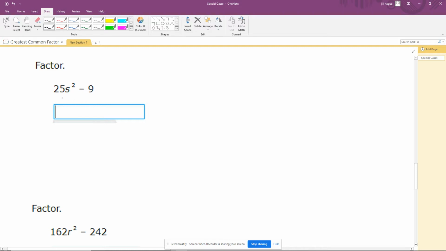Okay, so first problem. You need to notice the middle term is missing. What does that mean? That means we're going to have an answer with 2 binomials. Everything will be identical except the plus sign and the minus sign. So we have to ask ourselves, is that a perfect square? And is that a perfect square? Yeah, I can take the square root of 25. It's just 5, and the square root of s squared is s, right?